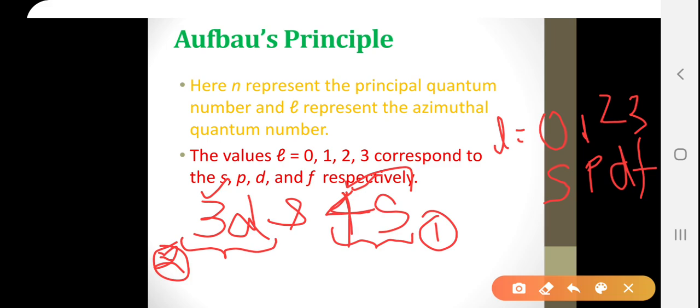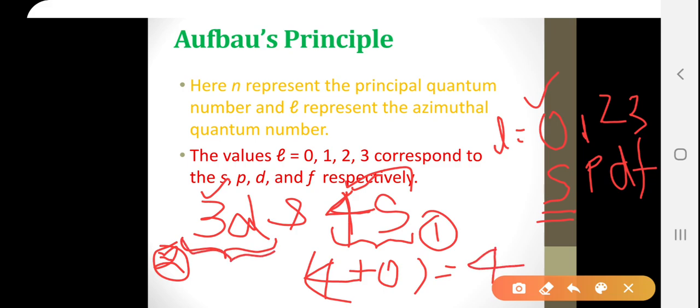What is this n plus l value? For 4s, n is 4 and the l value for s is 0, so 4 plus 0 equals 4. Coming to 3d, n equals 3 and the l value for d is 2, so 3 plus 2 equals 5.